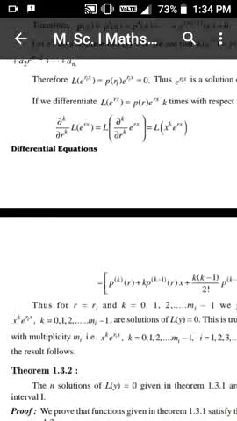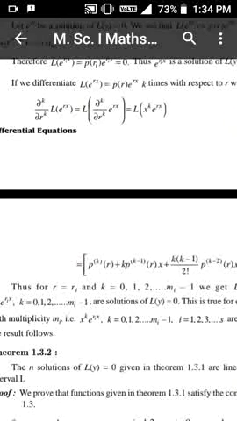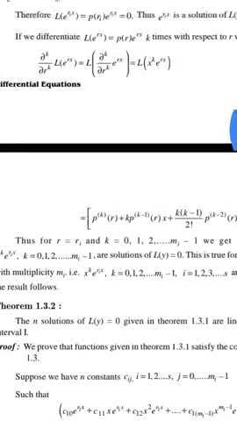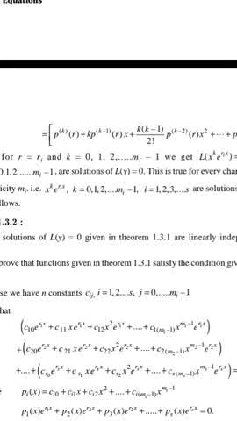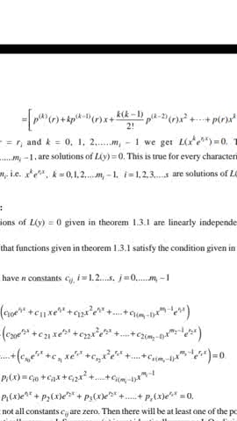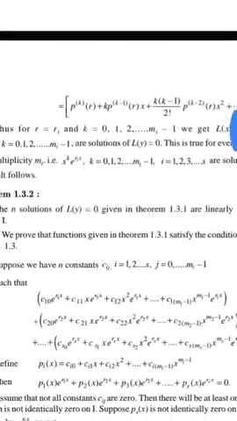If we differentiate L of e raised to Rx is equal to P of R e raised to Rx, k times with respect to R, we obtain dou by dou r k times L of e raised to Rx, which is equal to L of dou by dou r k times e raised to Rx, which is equal to L of x raised to k e raised to Rx, which is equal to P raised to k of R plus k P raised to k minus 1 Rx plus k into k minus 1 divided by 2 factorial P raised to k minus 2 R x square plus dot dot plus P of R x raised to k, times e raised to Rx.